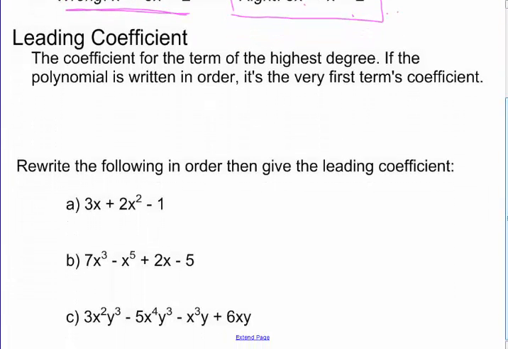So rewrite each of these down here. Okay. Give you a couple minutes to do that, and then we have to get to the adding and subtracting. I don't think that'll take too long.